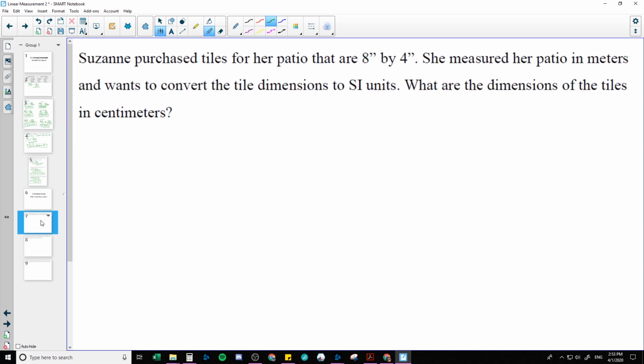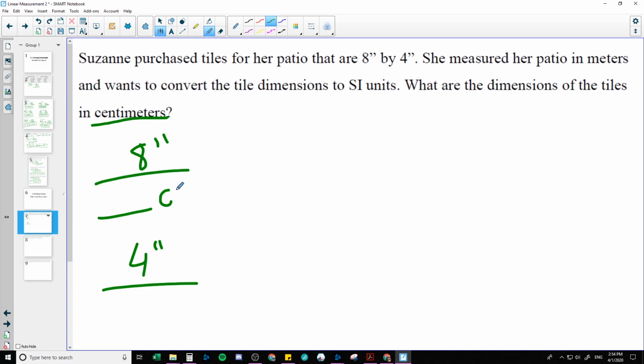This first one here says, Suzanne purchased tiles for her patio that are 8 inches by 4 inches. She measured her patio in meters and wants to convert the tile dimensions to metric units. What are the dimensions of the tiles in centimeters? Okay, so we have two measurements, 8 inches and 4 inches. We need to convert them to centimeters, in both cases.